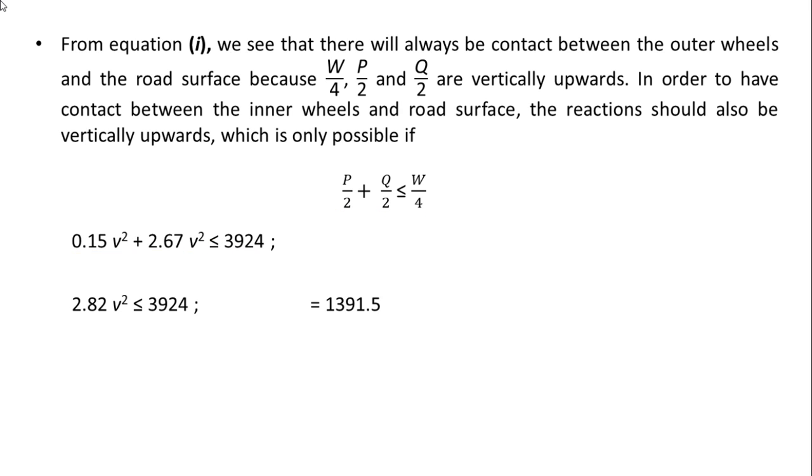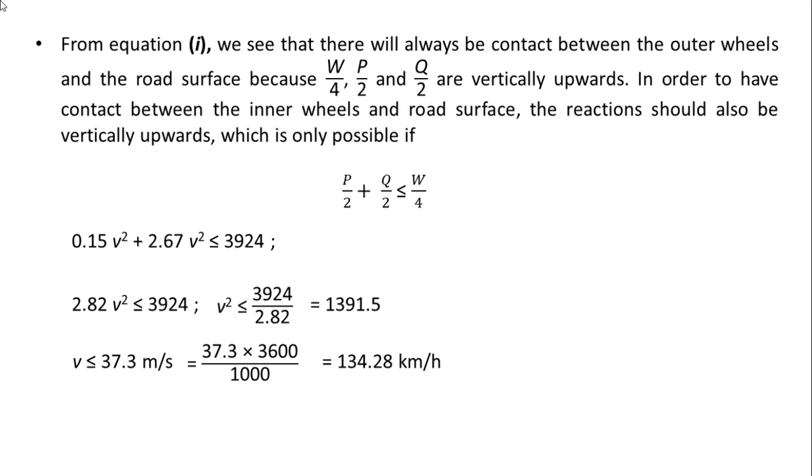So 2.82 V square equals 3924. So V square is 1391.5. Take the square root: 37.3 meter per second. So velocity should be less than or equal to 37.3 meter per second, which we convert to kilometer per hour. That is 134.28 kilometer per hour.